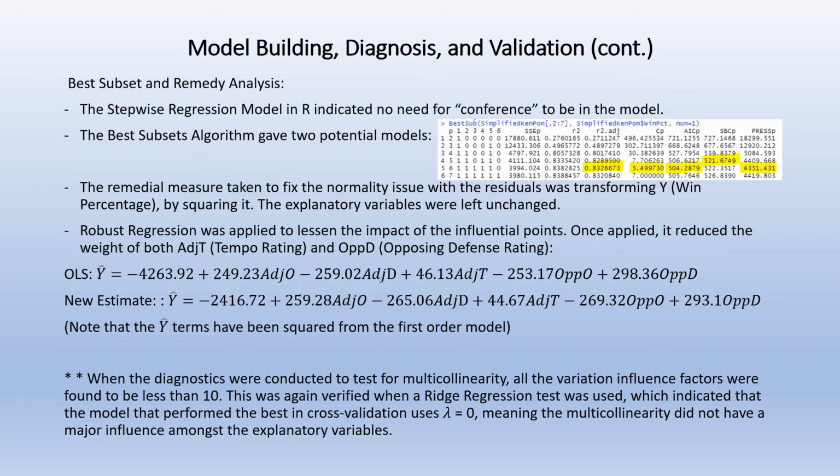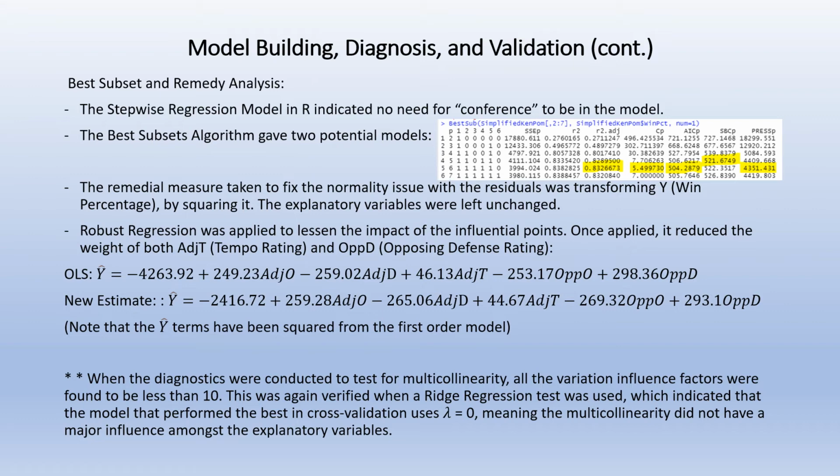Now, to lessen the impact of the influential points, I went with robust regression. And once applied, you can see based on the OLS in the new estimate that it reduced the weight of both the tempo and the opposing defensive rating. And we will see later how that affected the model.